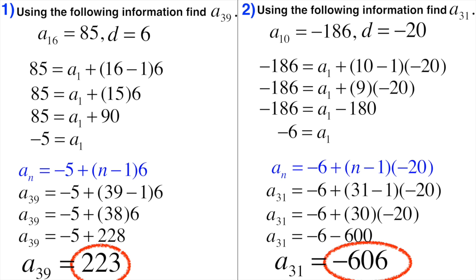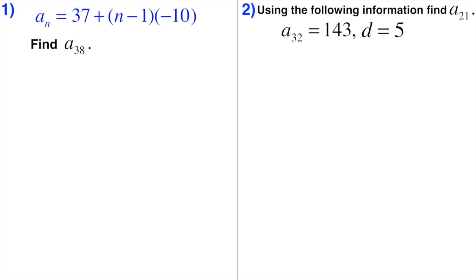Check your answers here. Okay, so that, especially for the first time, should have been a good challenge for you. As we do these a little bit more, it will become easier. I want you to try these two here. Push pause on the video now. After you obtain your answers, come back and push play.